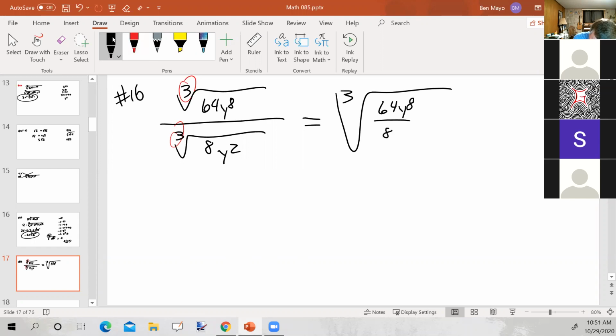Now, why would we want to do that? Because now we can go inside and we can reduce that to 8y to the 6th. 64 over 8 is 8, and y to the 8th over y squared is y to the 6th. Okay. Well, what's the cube root of 8?